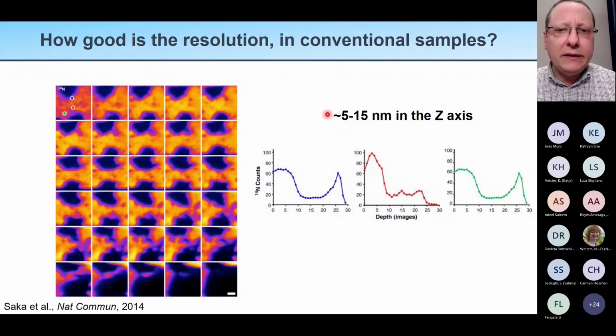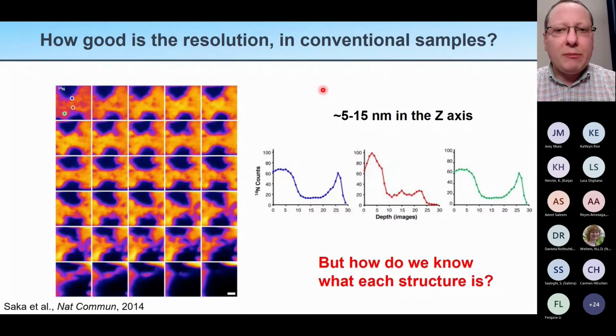This is not too bad. In the z-axis, this is actually very good. In the XY, it's decent. It's on a par with some of the super resolution methods in optics, worse than others, but it's decent. This still can give you a pretty good picture.